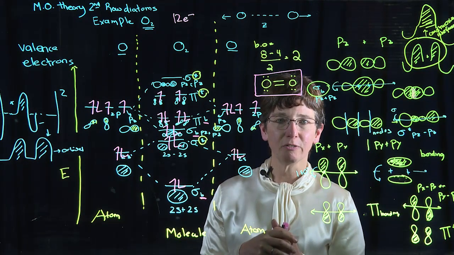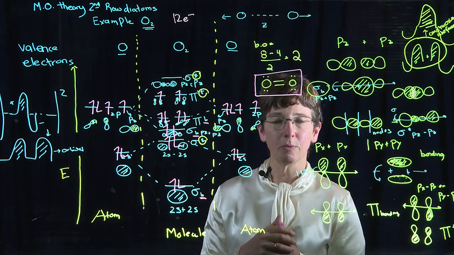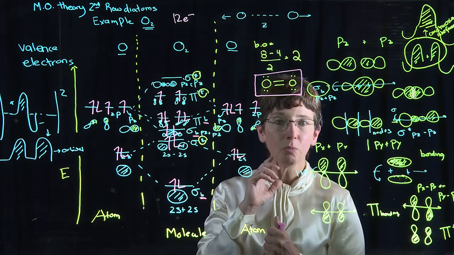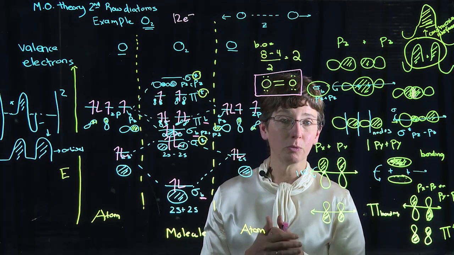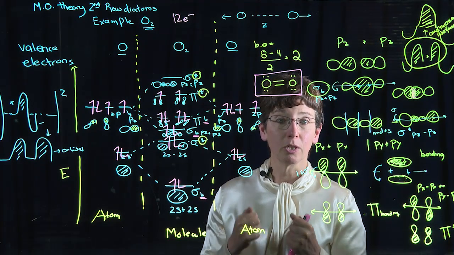We'll let this be enough for right now, and in a little bit we'll come back and talk about a few more examples of diatomic molecules, as well as what happens when we start to make molecular orbitals from different atoms.